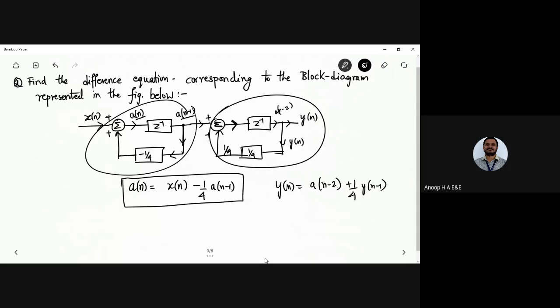Observe carefully. If I have 1 by 4 y of n here, and this is going here, what is the signal here? a of n minus 1 plus 1 by 4 times y of n. So now a of n minus 1 will be a of n minus 2 plus 1 by 4 times the delayed version, that is y of n minus 1. Both the signals get delayed equally, right? If I have a summer or any other block, once it passes through a delay unit, it is delayed by 1 unit. That is what you can observe here.